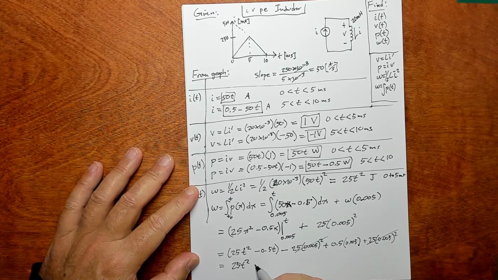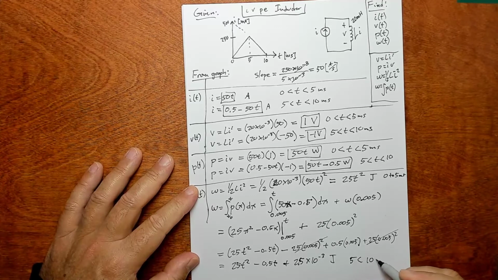25t squared minus 0.5t plus this quantity, which is 2.5 times 10 to the minus 3 joules, and that's from 5 to 10 milliseconds.